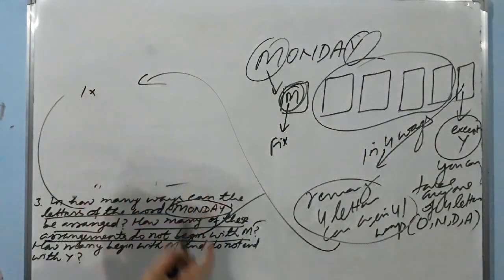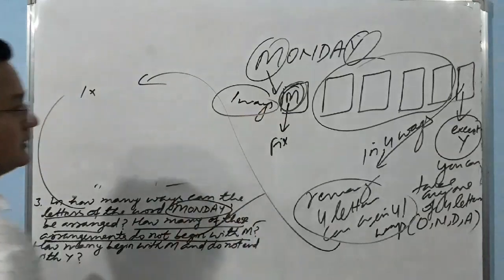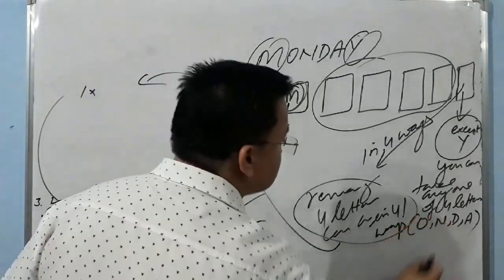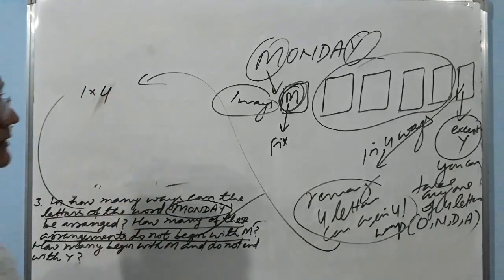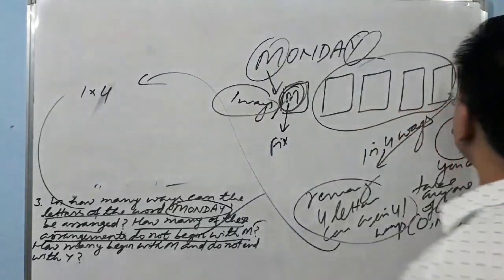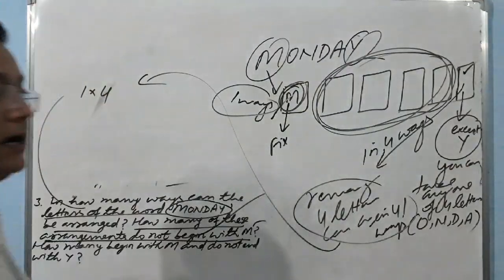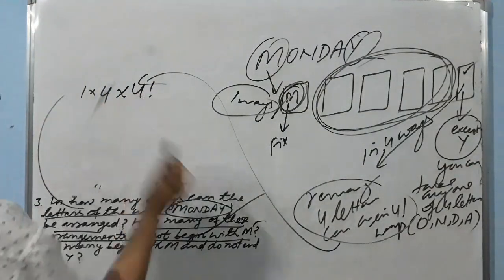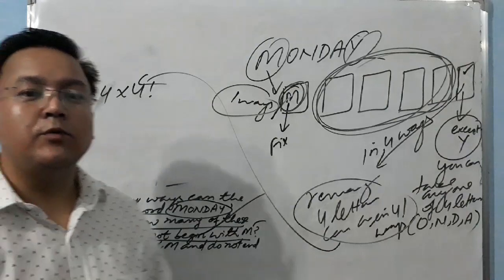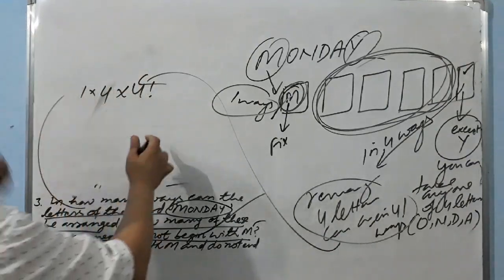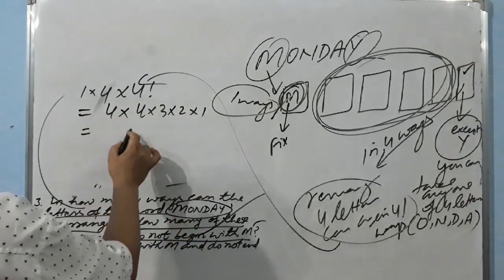M is fixed in one way, because the first letter can be arranged in only one way, because we have fixed it. You can write it down like this, right? And the last position can be filled in four ways. First, one way, and the last, four ways, and in the middle, four positions, or remaining four letters can be arranged in four factorial ways, right? There are four remaining letters and four positions, so four letters can be arranged in four factorial ways, right?